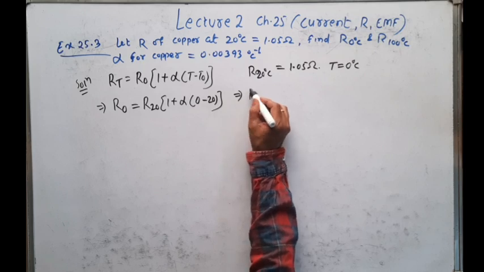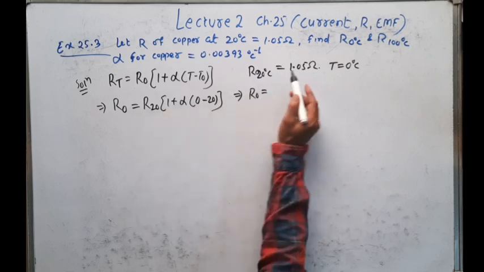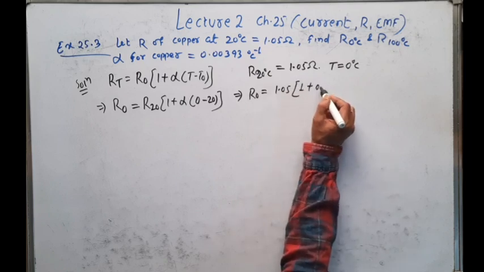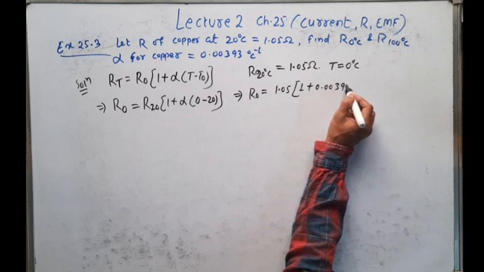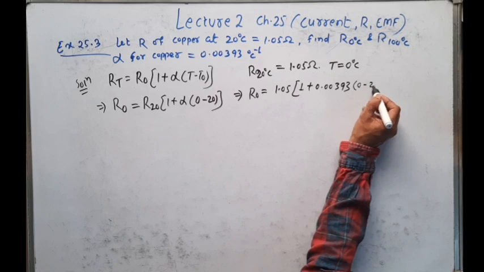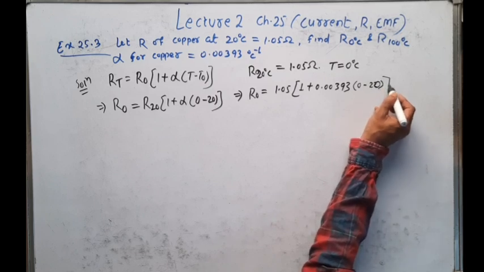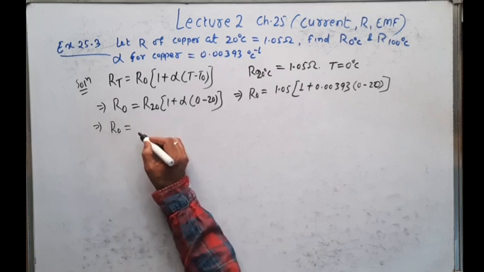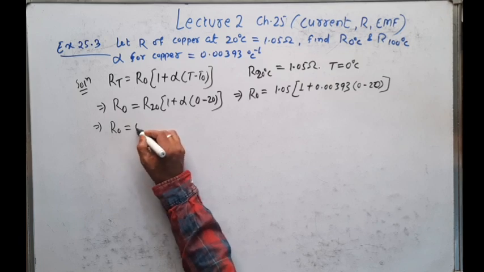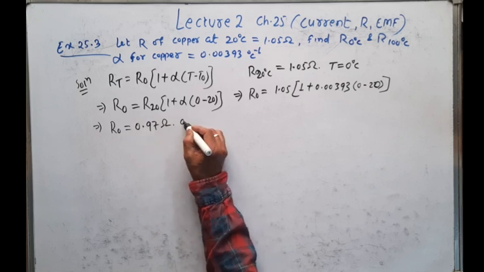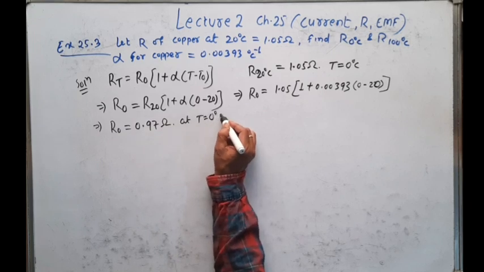So that implies R naught is equal to, R20 is 1.05, into 1 plus alpha, 0.00393, that is given in the data sheet, into 0 minus 20. Just multiply this, you will get R0, that is the resistance at 0 degree centigrade. You will get the value 0.97 ohm. Okay. So this is at T equal to 0 degree centigrade.